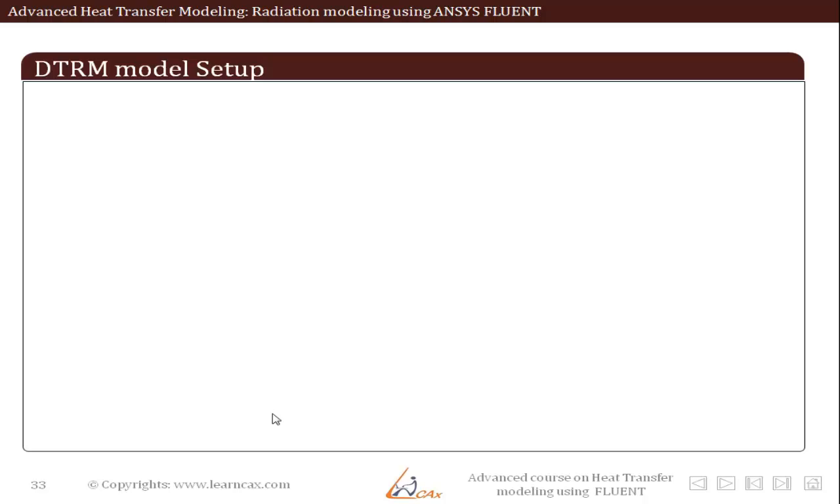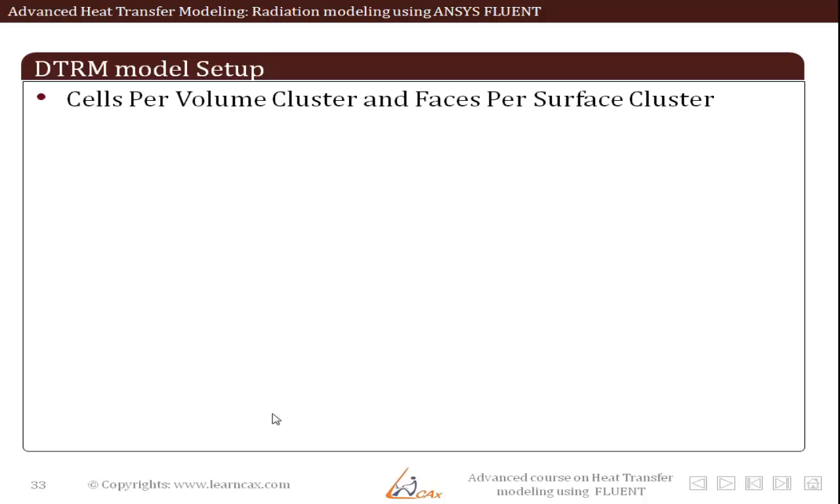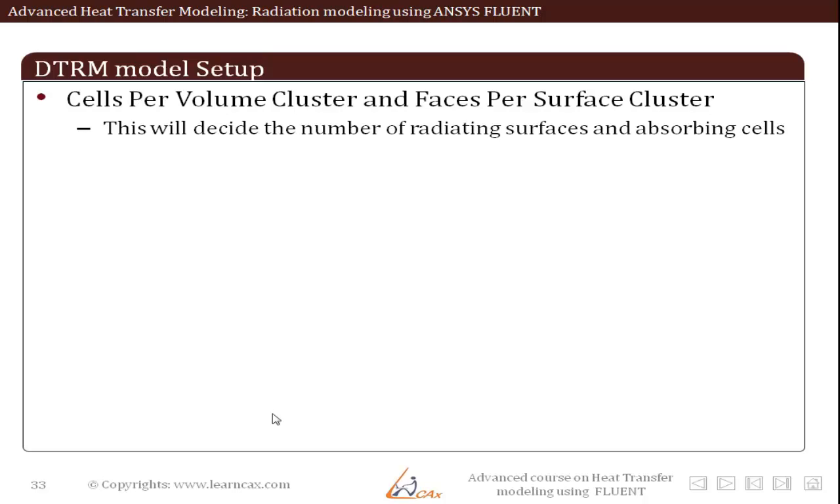Now we have seen in the earlier slides that DTRM works on the principle that we convert the total region of radiation into smaller solid angle sectors, and a ray is emitted from each such sector. Now we can further make groups of cell volumes and surface areas as well in order to reduce the computation effort required. Hence, we need more inputs for DTRM. First is the cells per volume cluster and second is the faces per surface cluster.